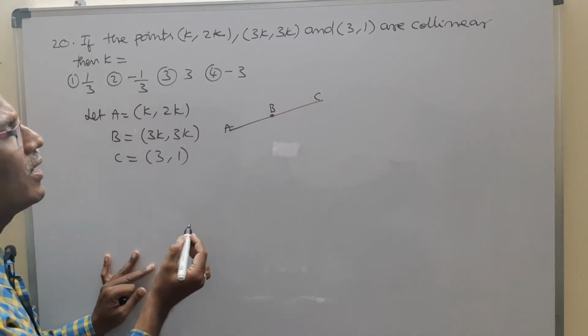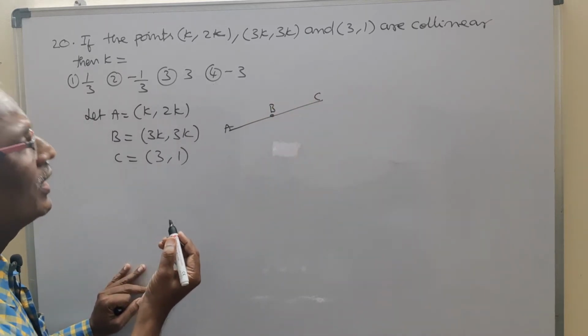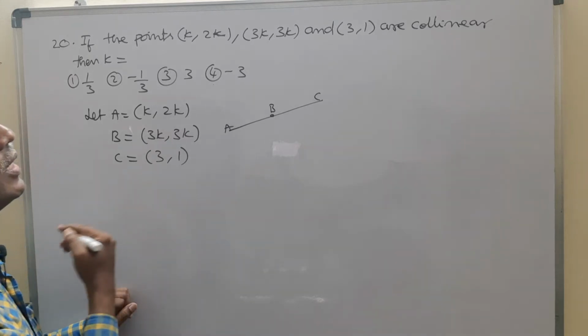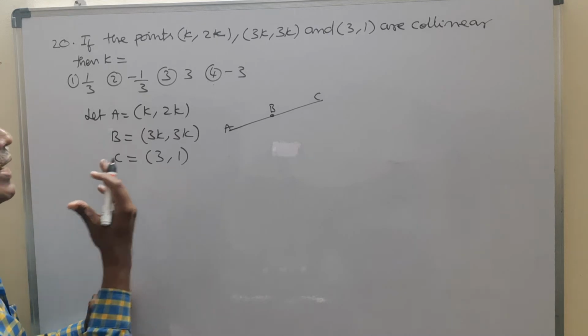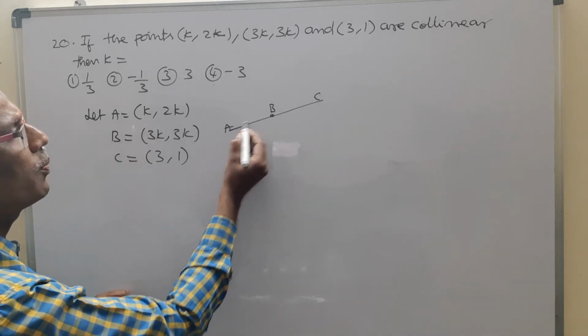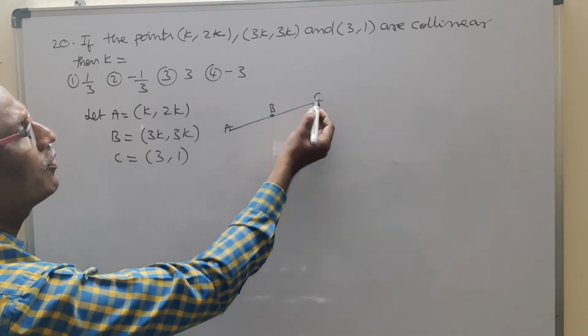If A, B, C lie on the same line, there are many collinearity conditions to apply: area of triangle ABC equal to 0, or take slopes equal. Here to apply slopes equal: slope of AB equal to slope of BC.